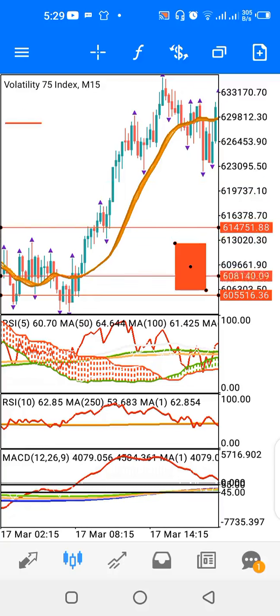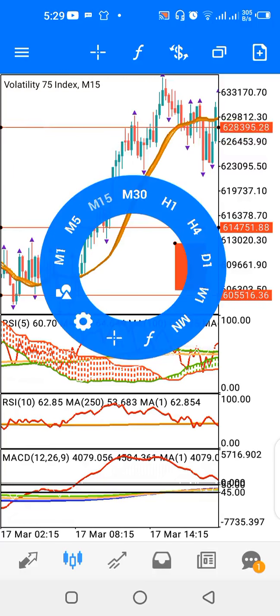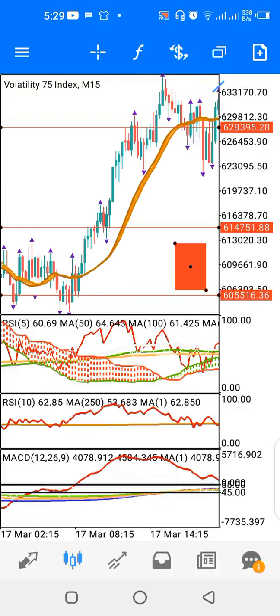Then let's measure our take profit. Take profit from the stop loss to the entry.